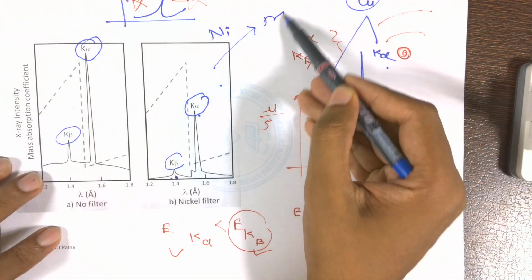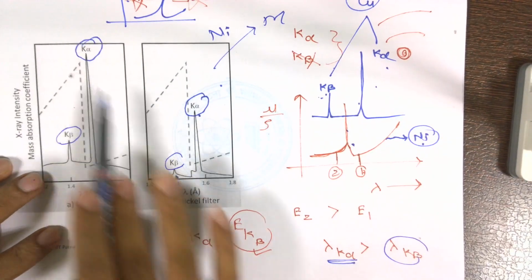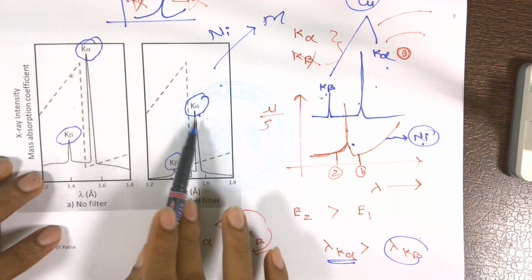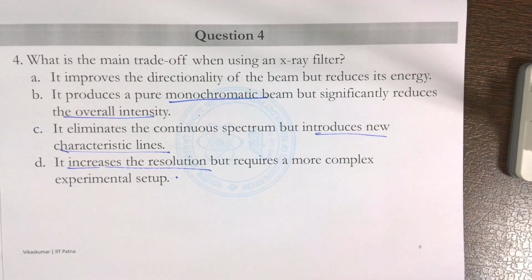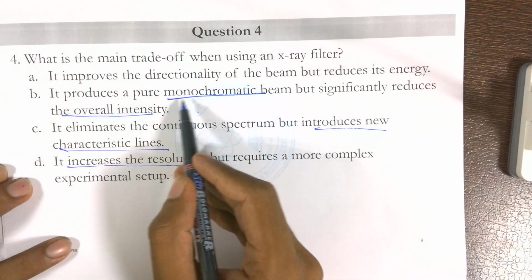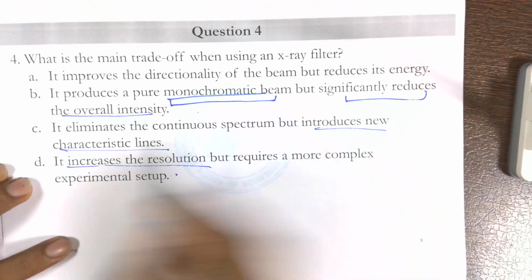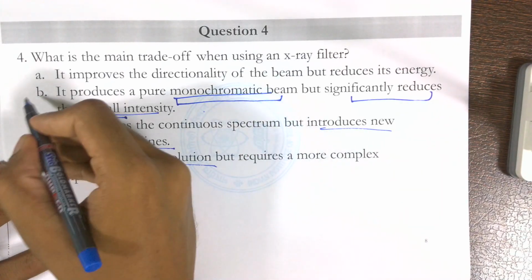We are able to produce a monochromatic beam, but the only trade-off is that the intensity, the count of the K alpha, is also decreased. Among the options A, B, C, and D, even though we are able to produce a monochromatic beam, we are significantly reducing the overall intensities. So the right answer is option B.